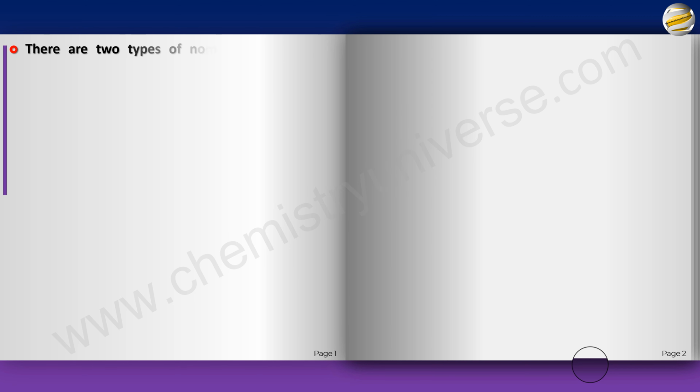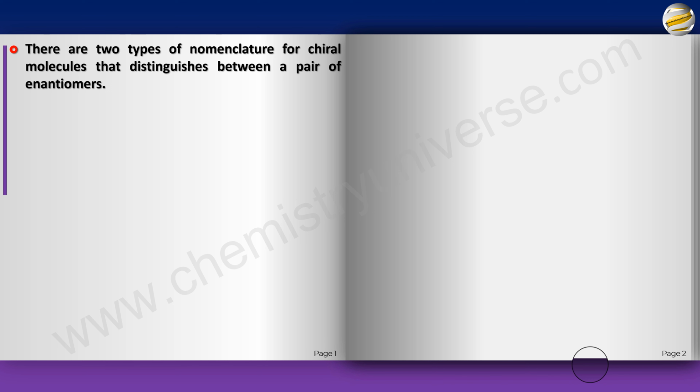There are two types of nomenclature for chiral molecules that distinguish between a pair of enantiomers. This is exactly what we are looking at. These are the DL system and the RS system. So let's start with the DL system.